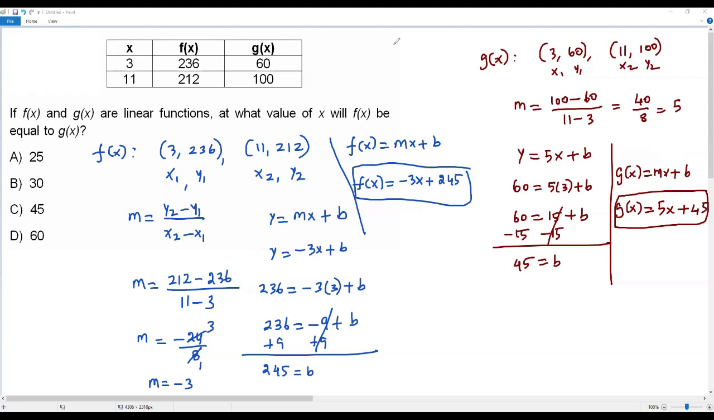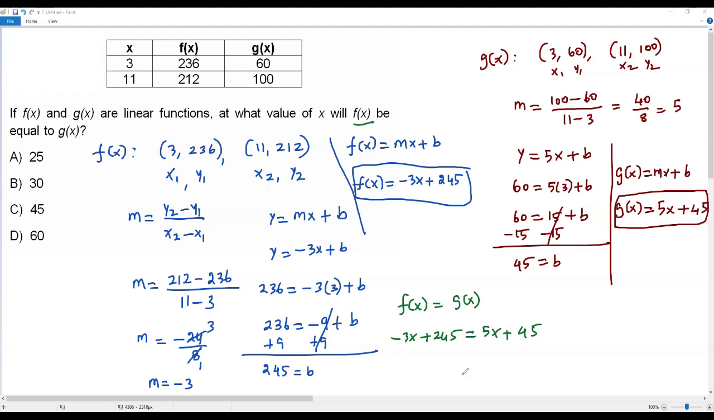According to the question, I have to find the value of x when f of x is equal to g of x. So let me equate them. So f of x equals g of x. We know that f of x equals negative 3x plus 245 and g of x is equal to 5x plus 45. Let me write it. So now I equated both the functions f of x and g of x.